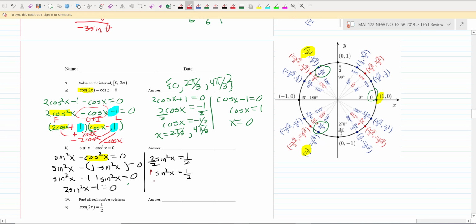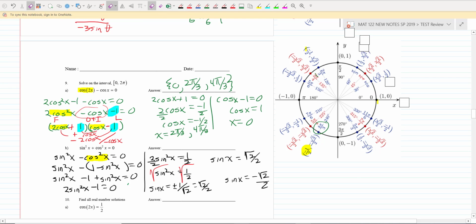You want to now do the square root property, and when you do this, you end up getting sine of x is equal to plus or minus 1 over root 2, which would rationalize to root 2 over 2. So you would end up interpreting the unit circle, and you'd have to do two things. You'd have to figure out where is the sine positive root 2 over 2, and where is the sine negative root 2 over 2. So you're going to get 4 answers to this trig equation for that reason.